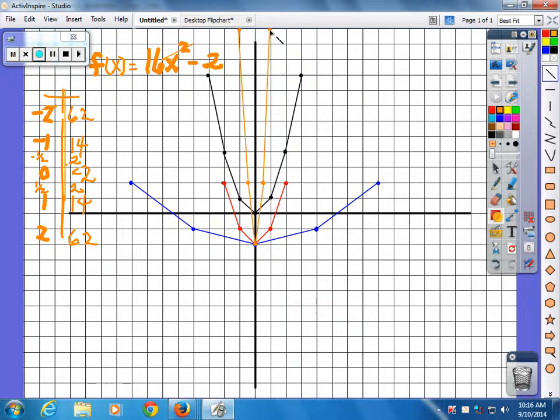Well, it could be a vertical stretch. You could say vertical stretch. You could do this. So that would be a vertical stretch. You could say a vertical stretch of 4, or horizontal compress of 4. Actually, it's 16. I don't know why they won't take 16, but either way.